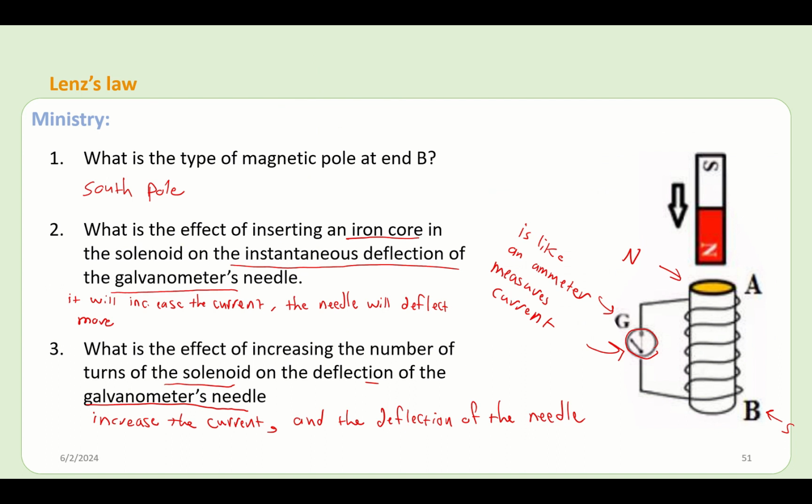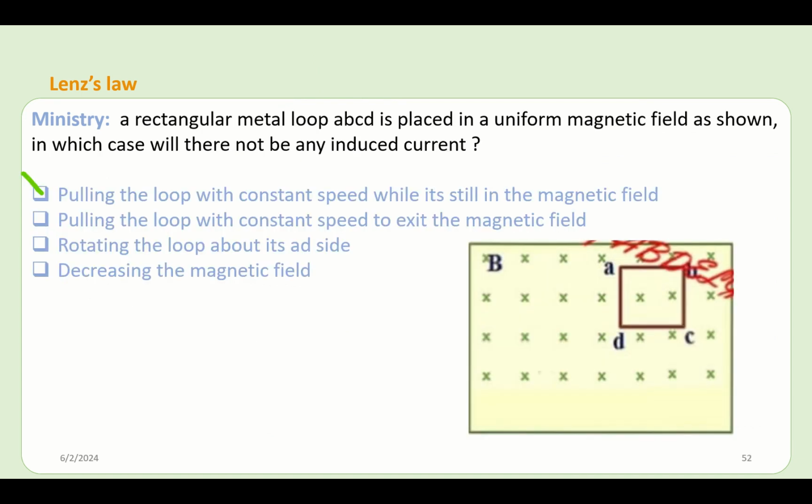What is the type of magnetic pole at B? I'm going to let you stop the video here and try to solve the question by yourself. This one as well.